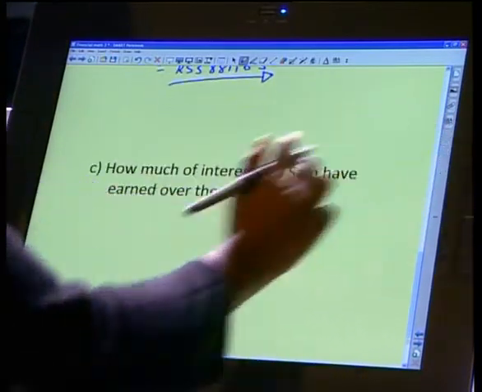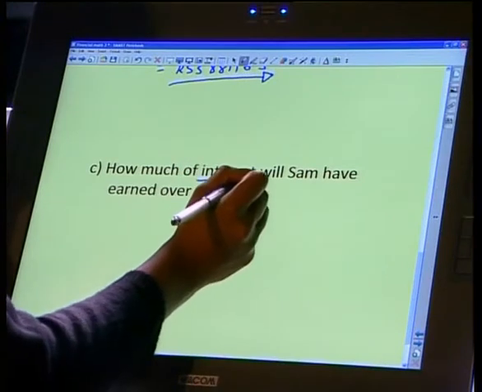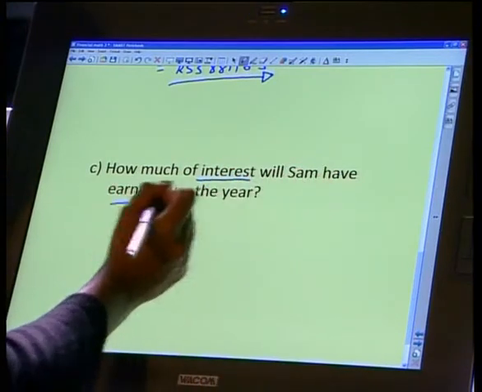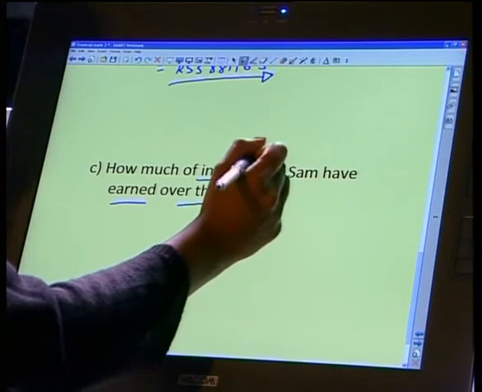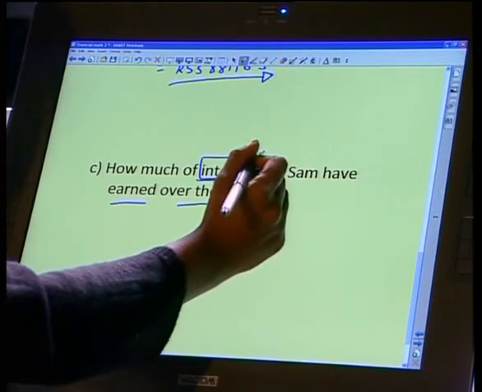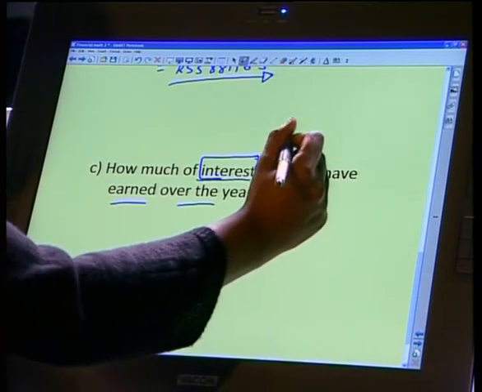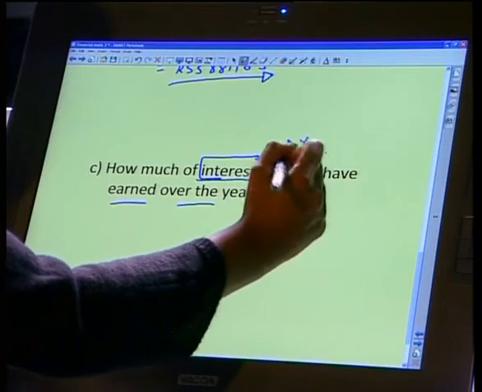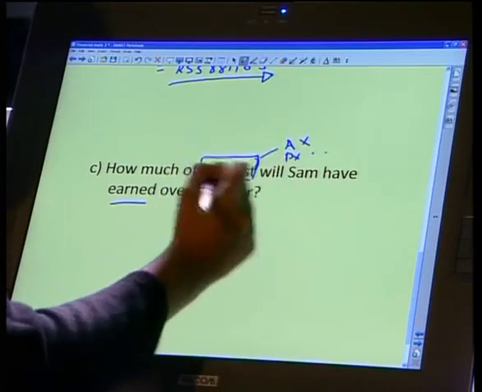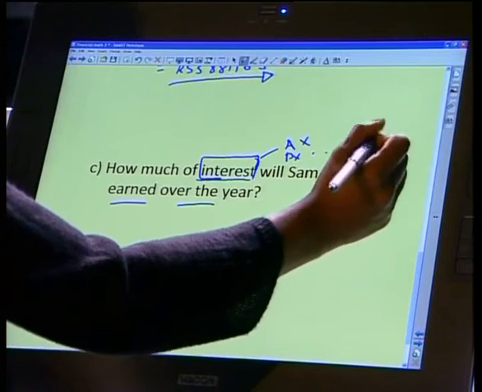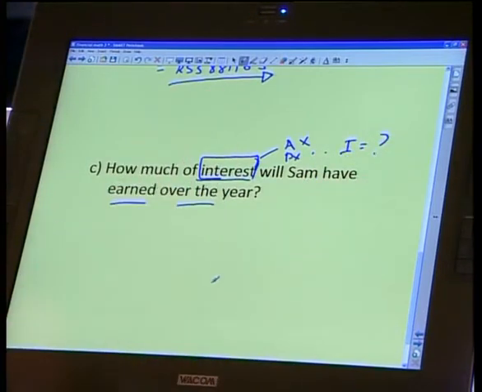The last part wants to know how much of interest Sam will have earned over the year. How much of interest, guys? So here what they're interested in is not the end value. They don't want A, no. They don't want P. They want the interest amount. They want to know how much of interest he is earning on his investment.